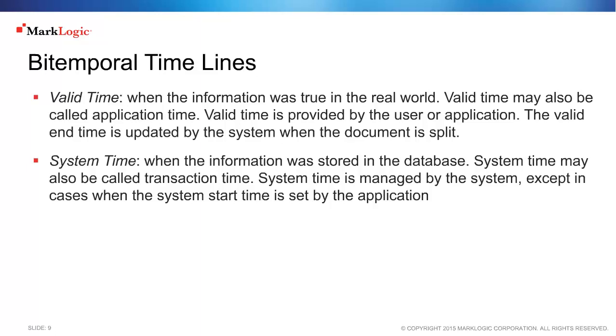Bitemporal works using two timelines, valid time and system time. The valid time is when the information was true in the real world. This valid time needs to be provided as part of the temporal document. The system time is when the information was stored in the database. System time may also be called transaction time. System time is managed by the system, except in cases when the system start time is set by the application. More details can be found in the Temporal Developer's Guide at docs.marklogic.com.